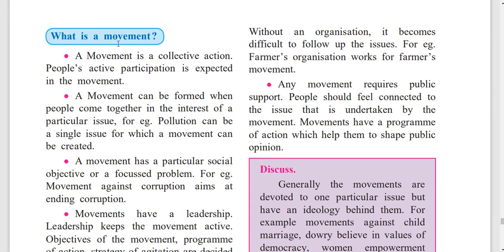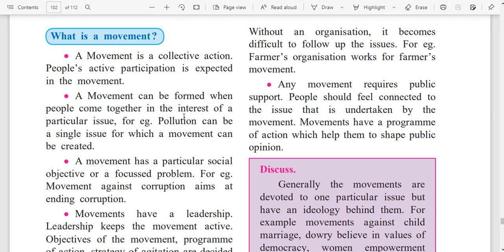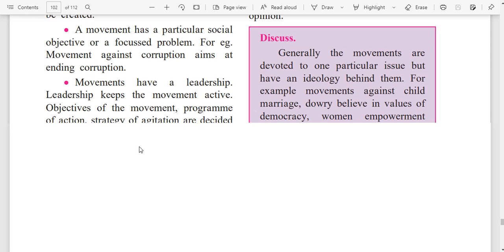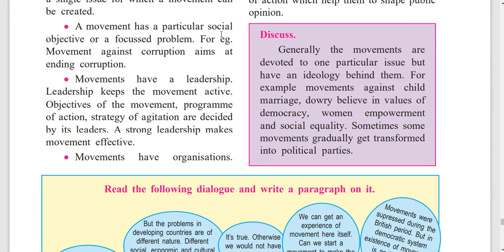What is a movement? A movement is a collective action. People's active participation is expected in the movement. A movement can be formed when people come together in the interest of a particular issue. For example, pollution can be a single issue for which a movement can be created. A movement has a particular social objective or a focused problem. For example, a movement against corruption aims at ending corruption.